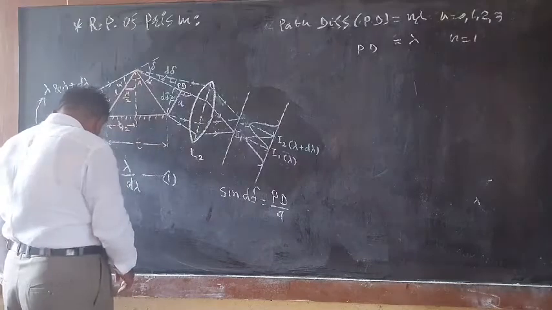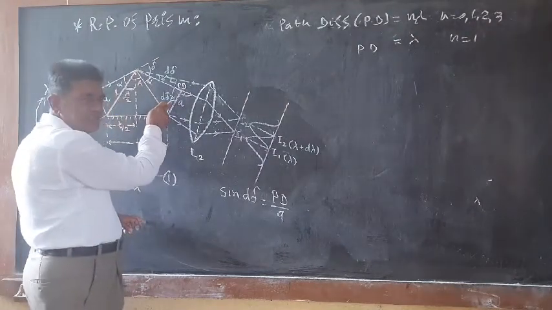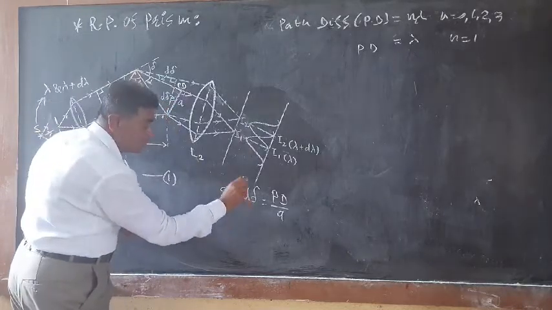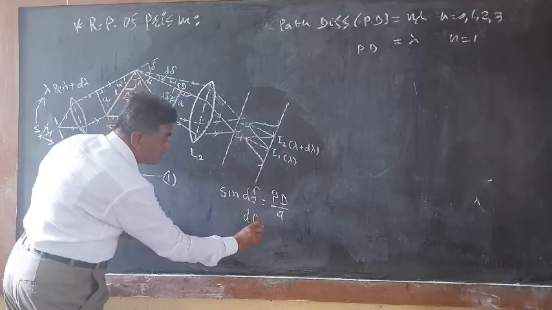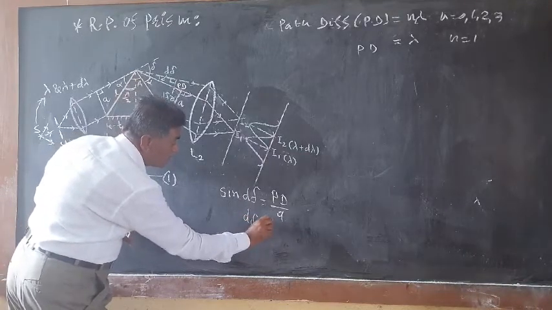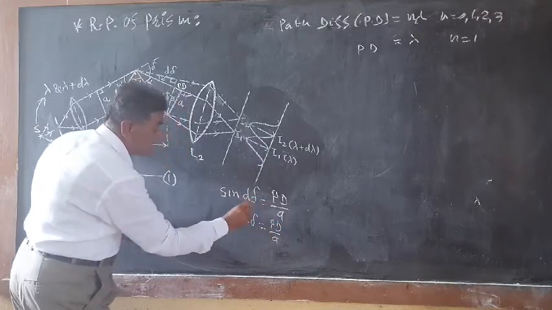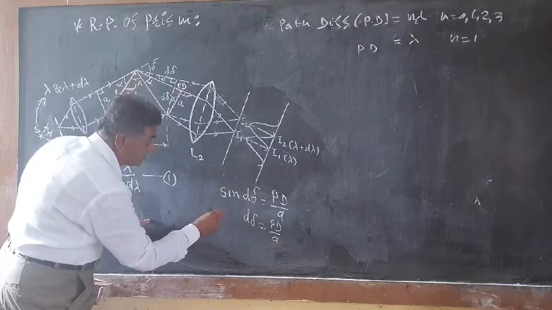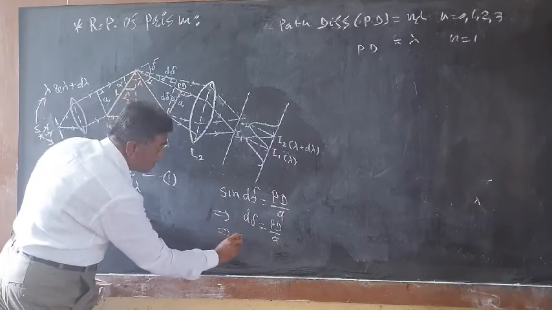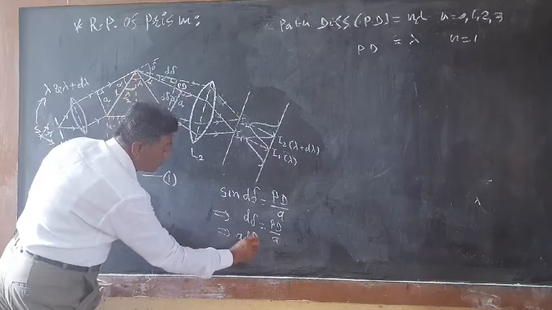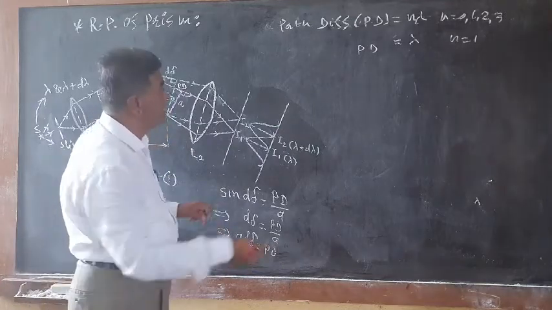Now we will take this and rearrange it. As this d delta is very small, sin theta becomes theta, and therefore it can be regarded as d delta. This d delta is equal to the path difference divided by A, as delta is very small. So we can write sin theta becomes theta, and from this equation we can write A d delta will be equal to the path difference. So we can put this value A d delta here.